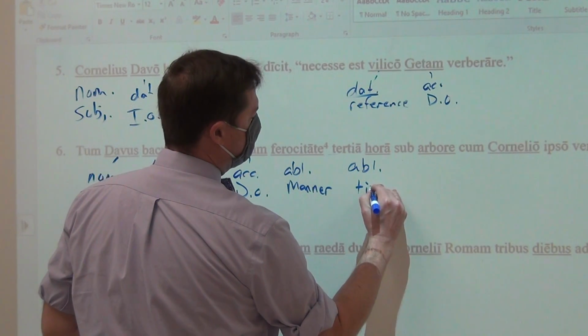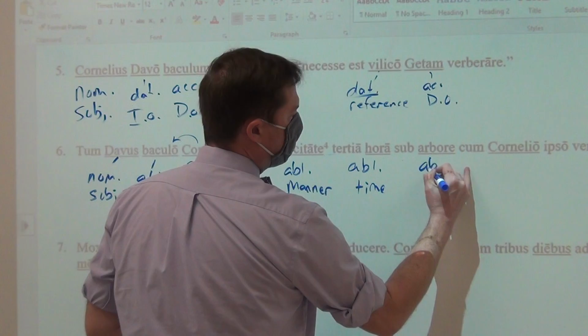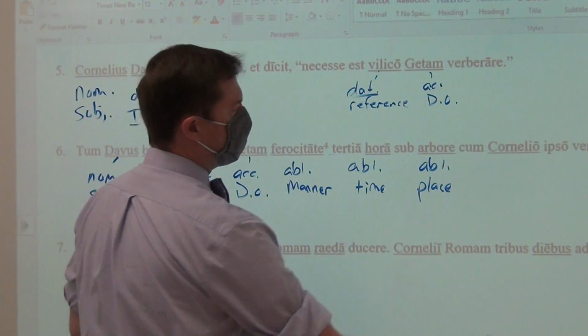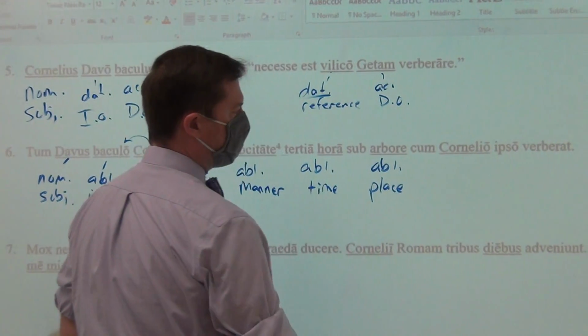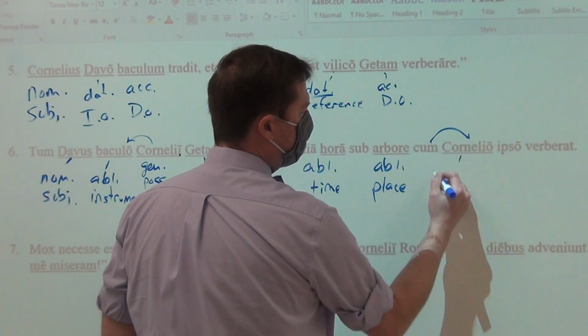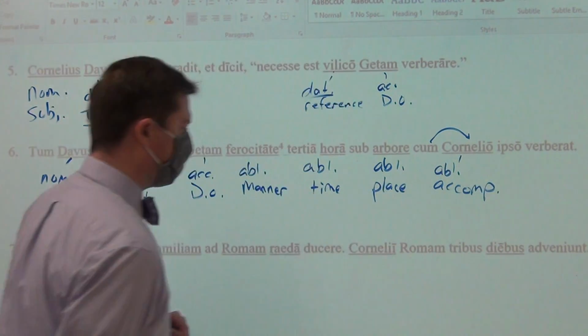Ablative of time. He beats him under the tree, another ablative, and this is telling us the place where he does it. And he does it with Cornelius himself. Cum Cornelio, in the ablative, object of cum, your ablative that shows accompaniment.